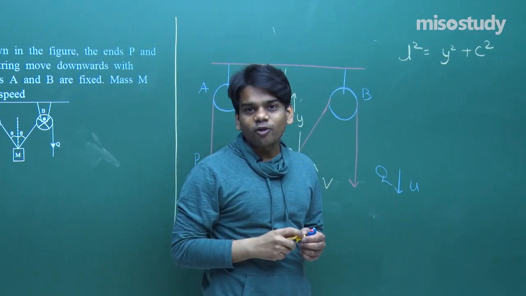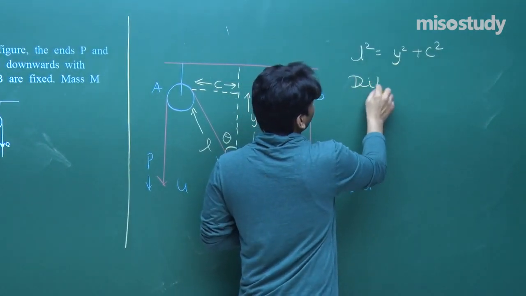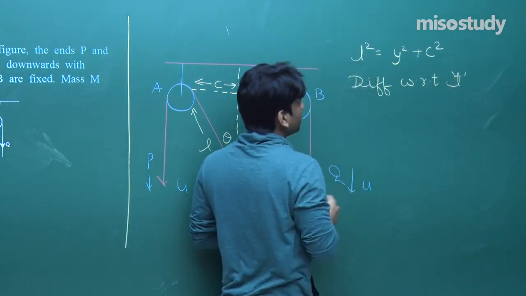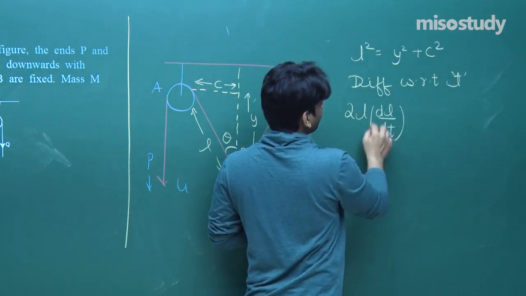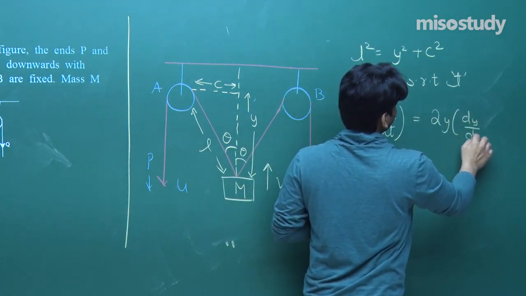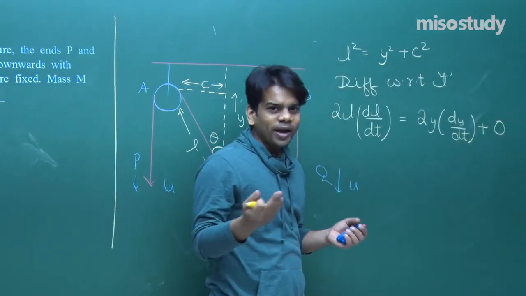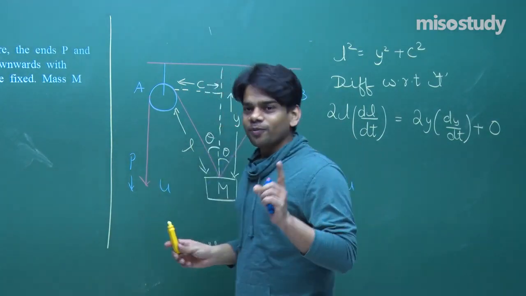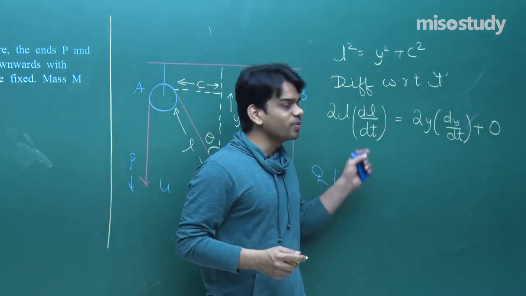Next thing that you have to do, it's a kind of constraint motion. You can differentiate the entire term with respect to time t. So you'll be having 2L dL by dt is equal to 2y dy by dt, plus c's differential will be 0 because it's constant. y is changing, L is changing. Both are decreasing. Although I've shown only positive values, by differentiating, it's decreasing, so this will actually come out to be negative, minus dL by dt.